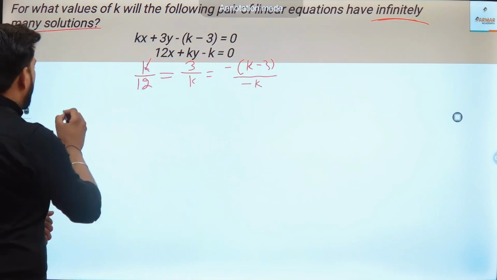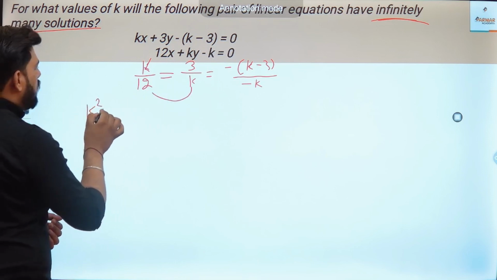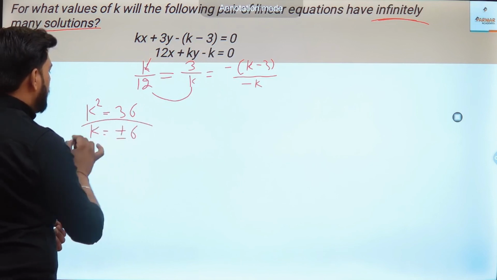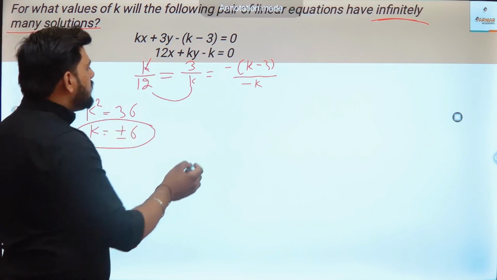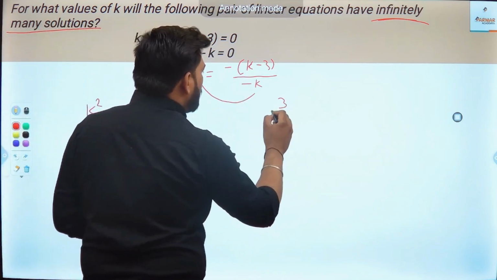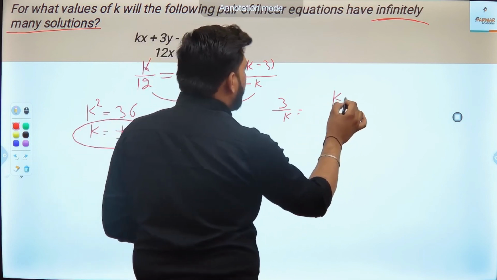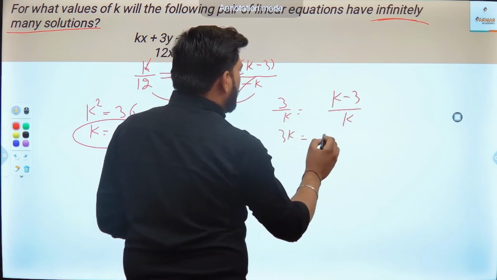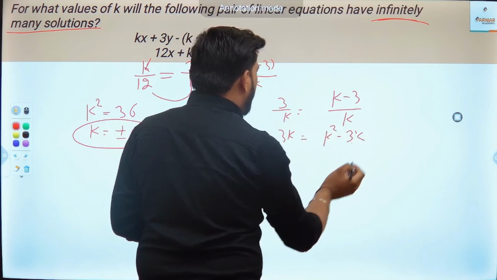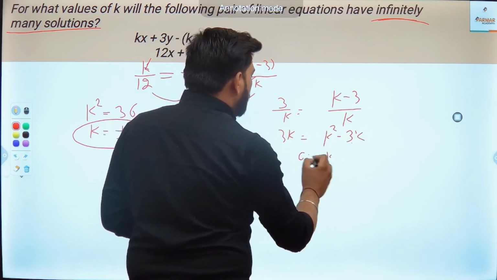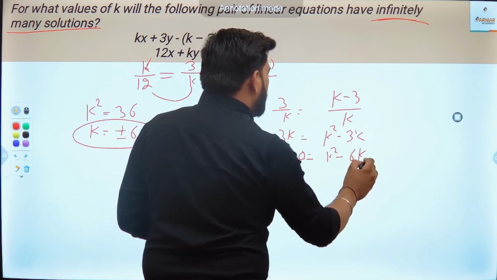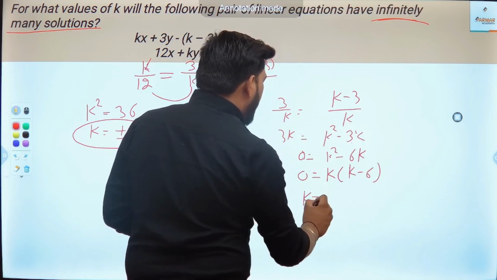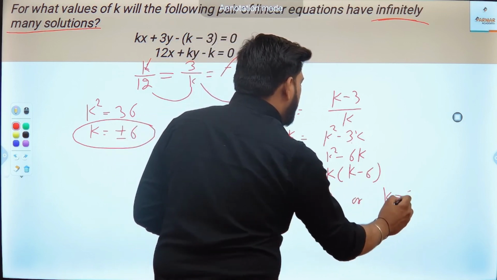Again, equating the first two members, we will get k square is equal to 36 and k is equal to plus minus 6. So the value of k is plus minus 6 from the first two members. Equating second and third members, 3 by k is equal to k minus 3, negative negative cancel out. This gives 3k is equal to k square minus 3k. From here we will get k square minus 6k, that is equal to k into k minus 6. That gives k is equal to 0 or k is equal to 6.